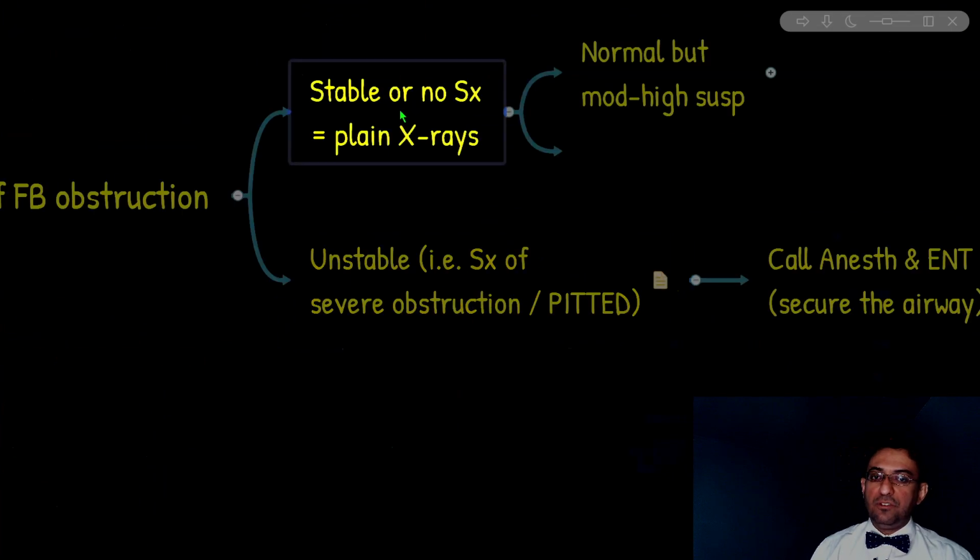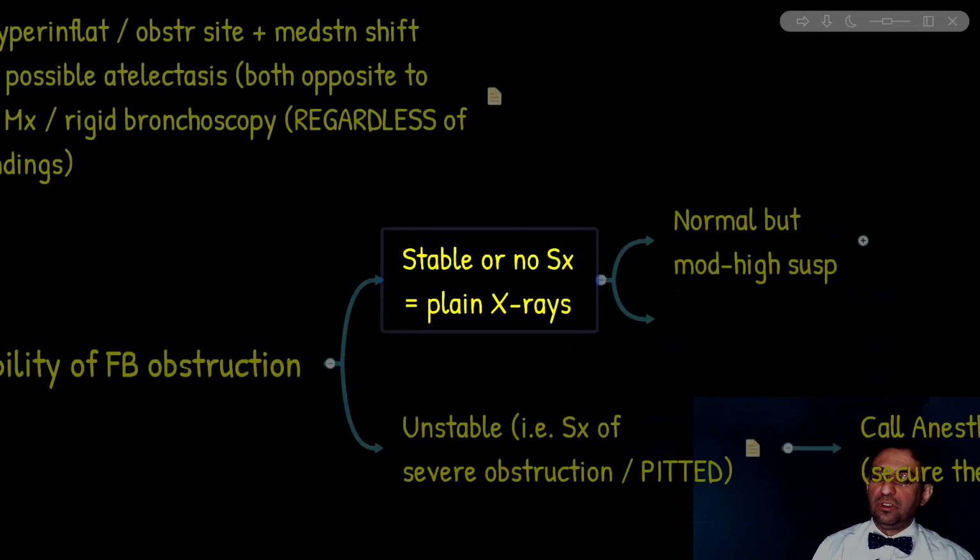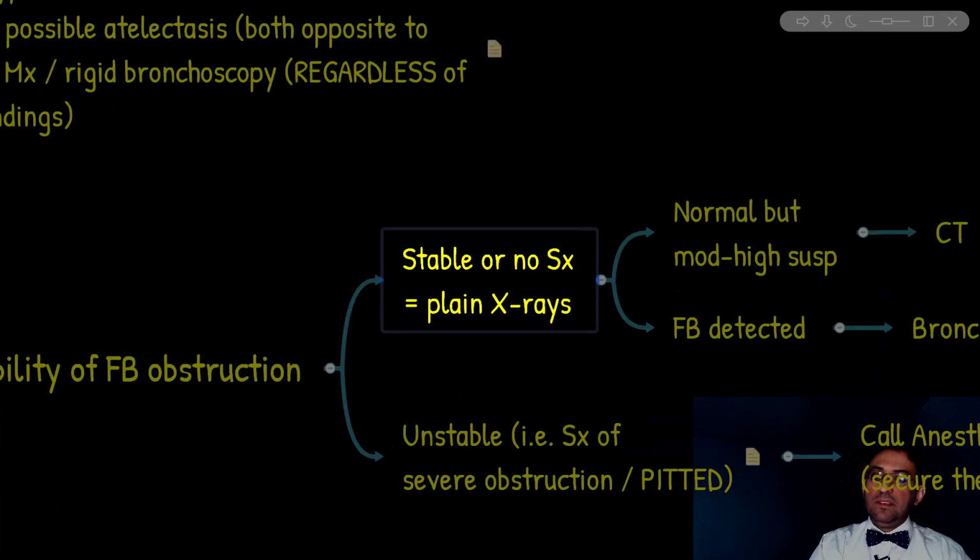Now, what if the patient with suspicious foreign body ingestion or aspiration is stable? If the patient is stable and has no symptoms, the first step will be plain X-ray. Now, what is the challenge of chest X-ray assessment of the foreign body ingestion? Remember, up to 30% of the times there will be no finding, and also many of the foreign bodies ingested are radiolucent and are not detected by chest X-ray.